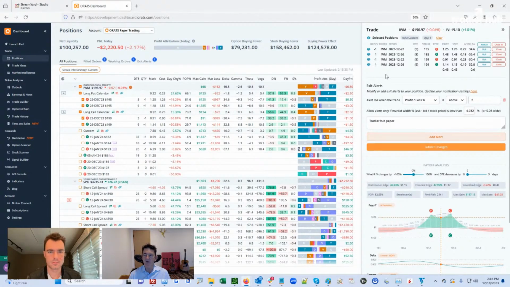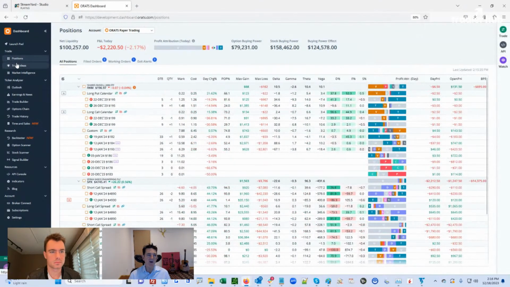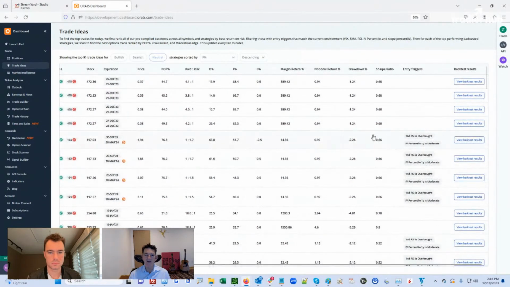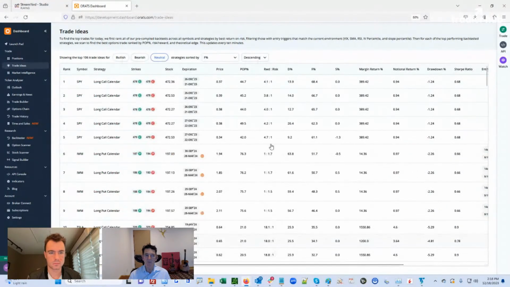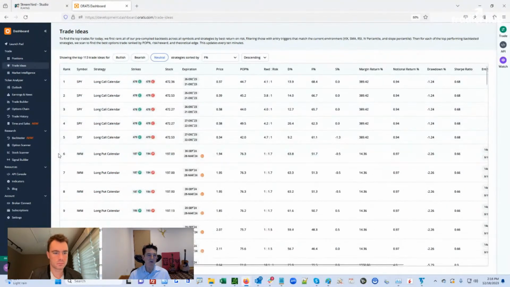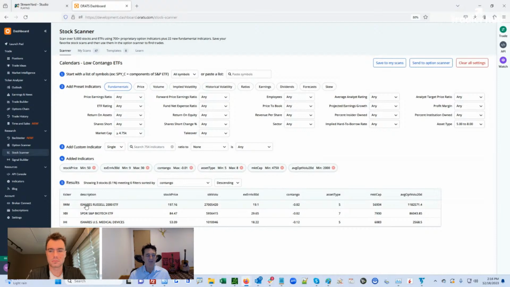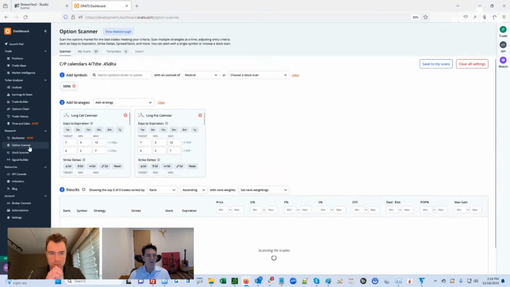And then just to kind of recap a bit, what we did when we were looking for a strategy is we went into the trade ideas that looks at all the identifies and only backtests in these environments that we're in right now. And then we saw a lot of calendars, and then we went to the stock scanner and found the ETFs that had the lowest contango, so that had higher front months than back months, and we identify those. And then we moved over to the option scanner.